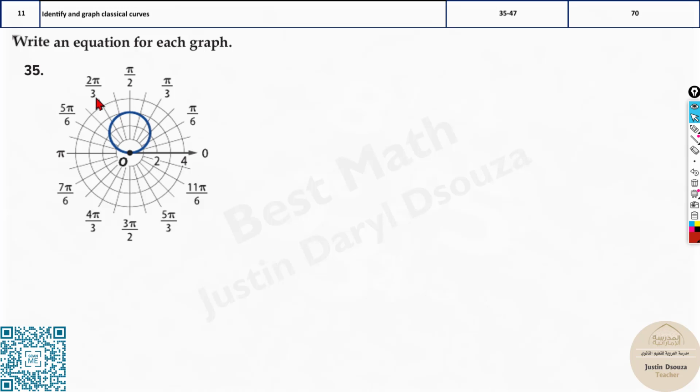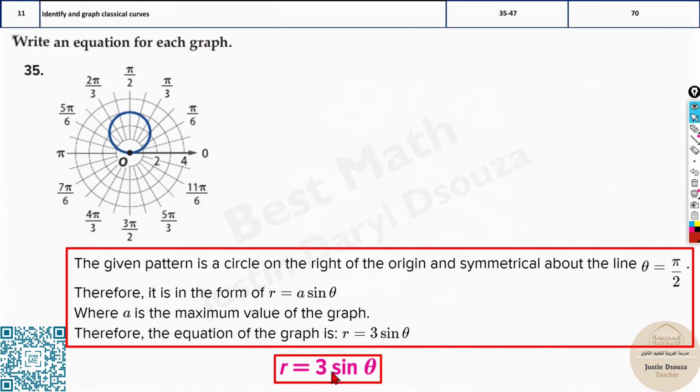Here we need to write the equation for this graph. You will have 4 options and just figure out which is the correct one. I know something: the radius is how much? 3. It has something to do with 3. Sorry, not the radius, the amplitude. It starts from 0 to 3, right? And then it's up, so it's sine. It's in the vertical axis and its upside will be positive sine.